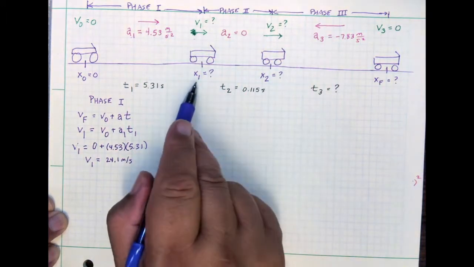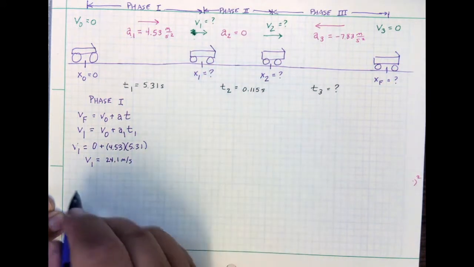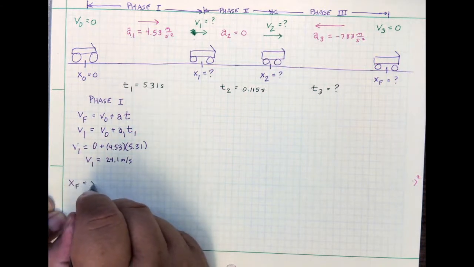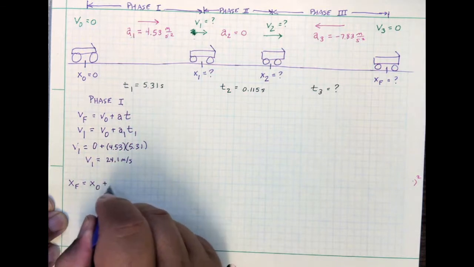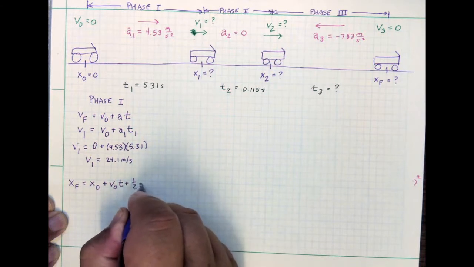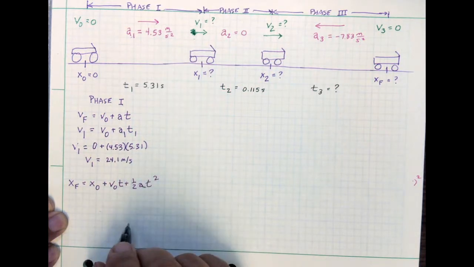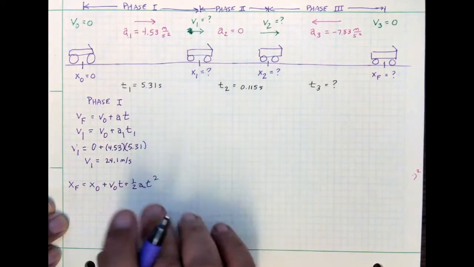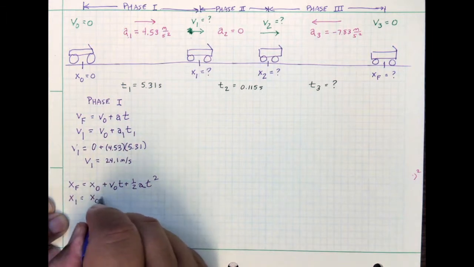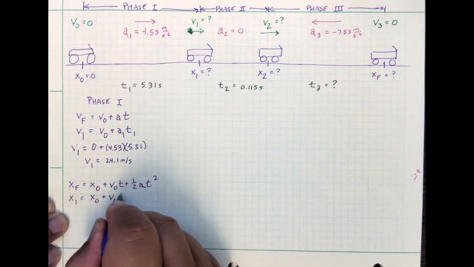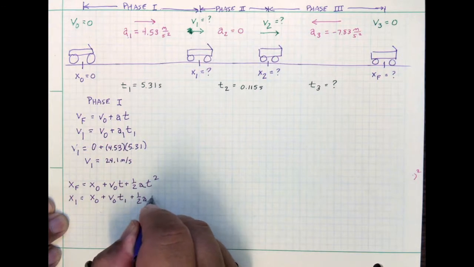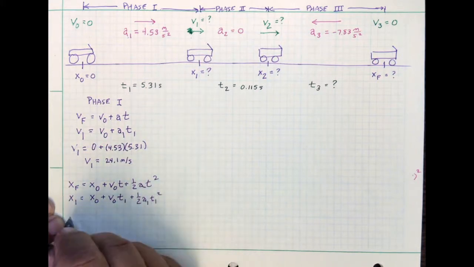We can also do another calculation here to determine the position of the motorcycle at the end of phase 1, in case that might come in handy, using this kinematics equation. Final position equals initial position plus initial velocity times time plus 1/2 times the acceleration times the time squared. Again, we go up to our diagram and find the relevant variables. The final position is going to be x1. The initial position is x0. The initial velocity is v0. The time is t1. The acceleration is a1. And again, the time is t1.